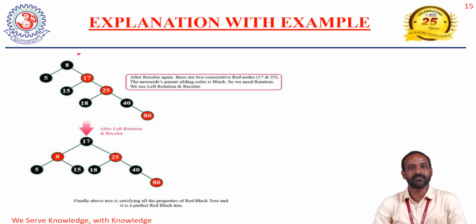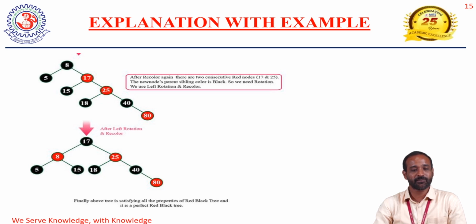After changing 18 and 40, what will happen? After the recolor operation, again two consecutive red nodes came, that's 17 and 25. So again a problem came. Here we check the new node's parent. The new node is 80, its parent is 40, and 40's sibling, 18, is black. So we need a rotation. We have to perform a rotation.